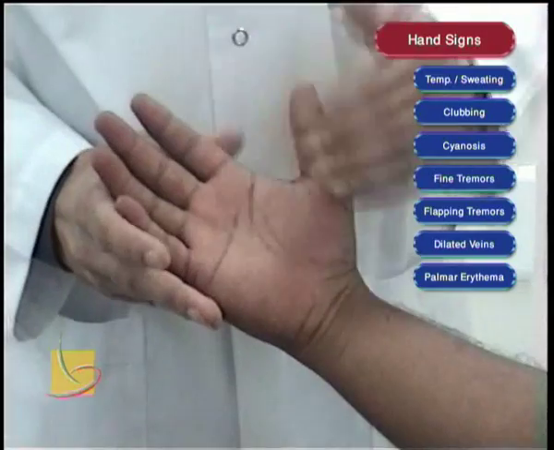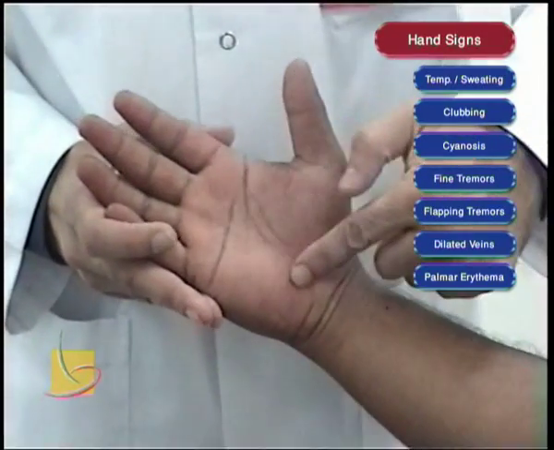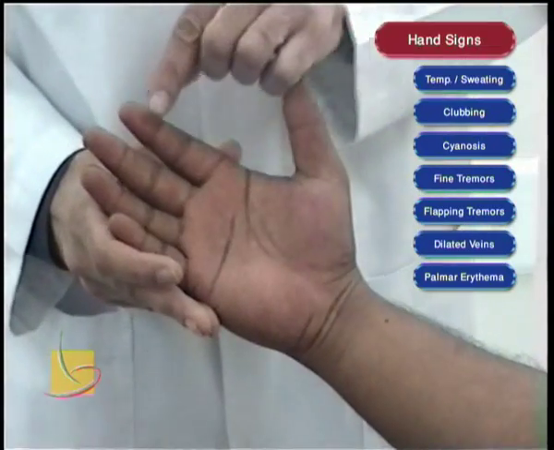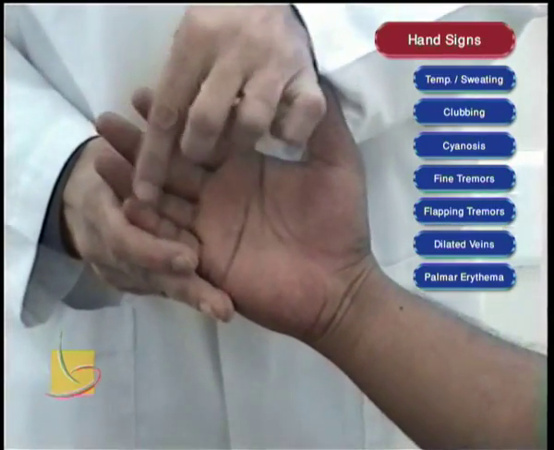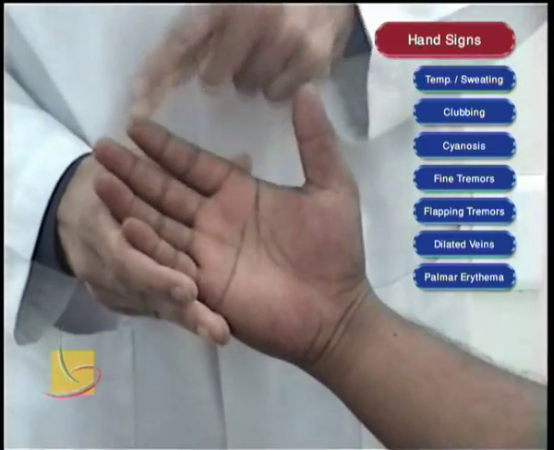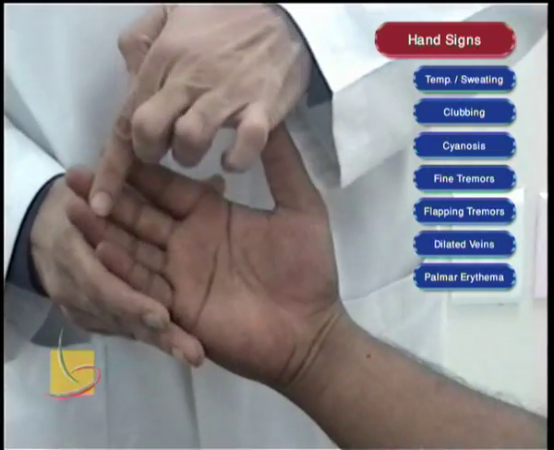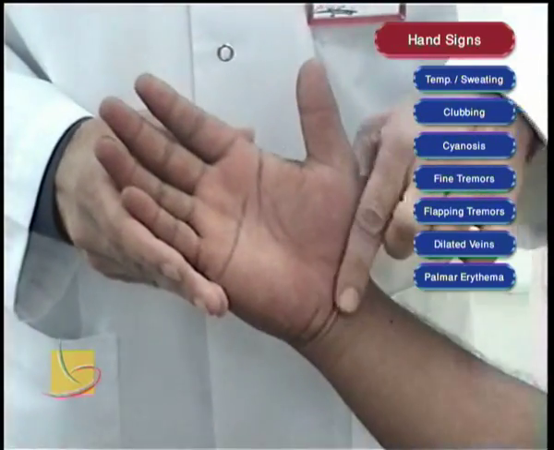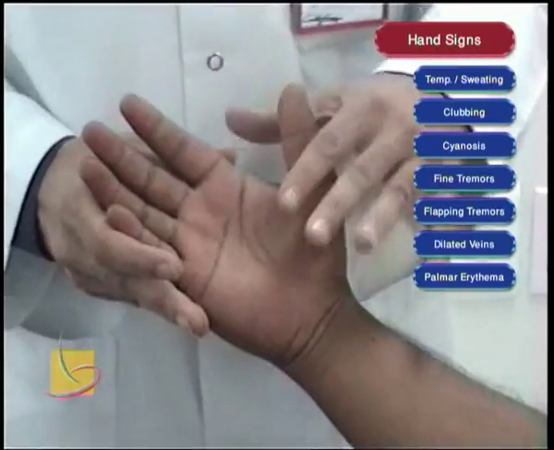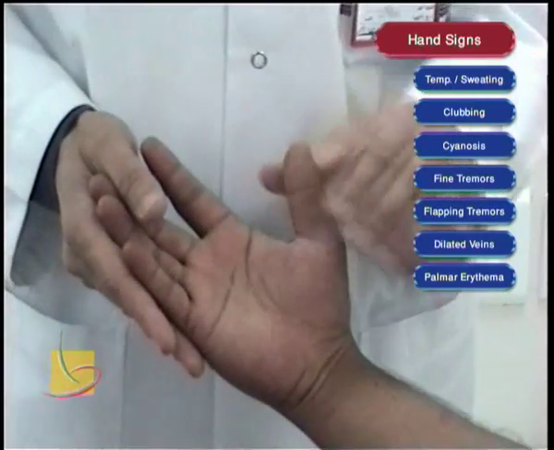If it is more than that, including the thenar, hypothenar areas and the bulbs of the fingers at the distal phalanges. So again, thenar, bulbs, hypothenar. If it is erythematous, we call it palmar erythema. And palmar erythema, again, is a sign of carbon dioxide retention.